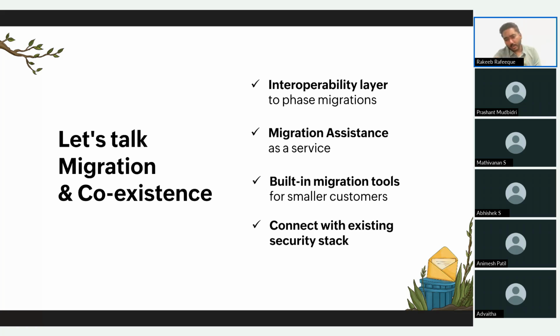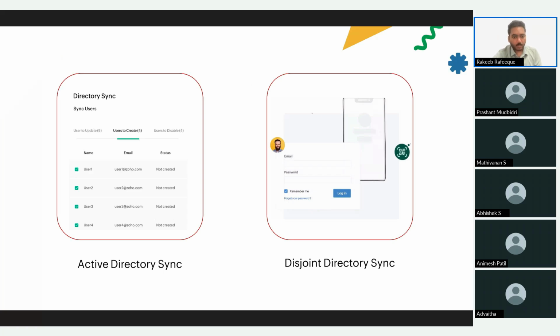But if you say, no, I don't want the existing system, I want whatever I'm using currently, you can connect that with the Zoho system as well, so that your email gateway gets connected to Zoho Mail. Same is the case with Active Directory. I do see some questions around this on the chat as well.